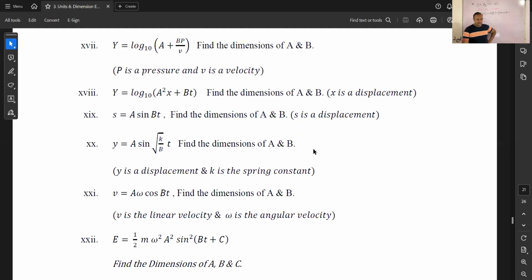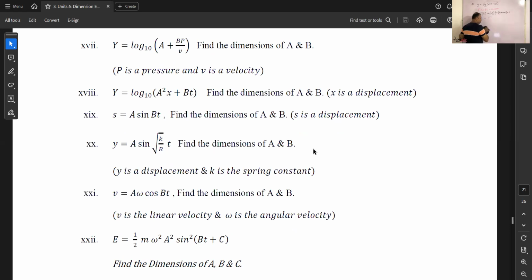Then the 19th one. What is the answer for the 19th one? They are lazy. For the 19th one, the dimension of A is equal to L and the dimension of B is equal to T minus 1. Very good.